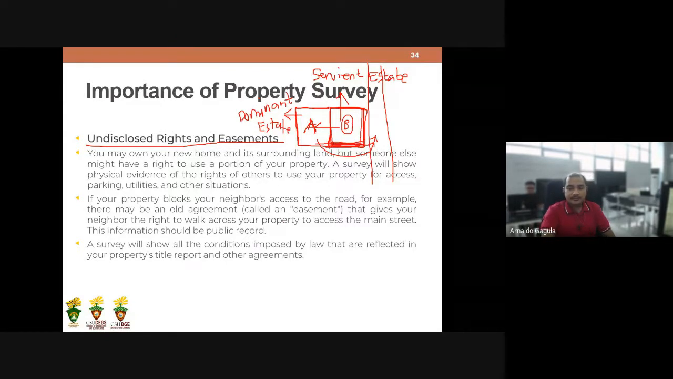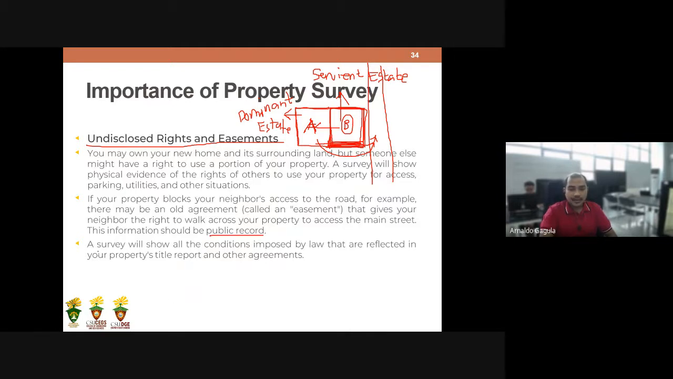He should be allowed to pass. So if your property blocks your neighbor's access to the road, for example, there may be an old agreement called an easement that gives your neighbor the right to walk across your property or access the main street. This information should be in public record. It cannot just be an informal agreement between you. It should be in public record, notarized, and placed in your technical description.